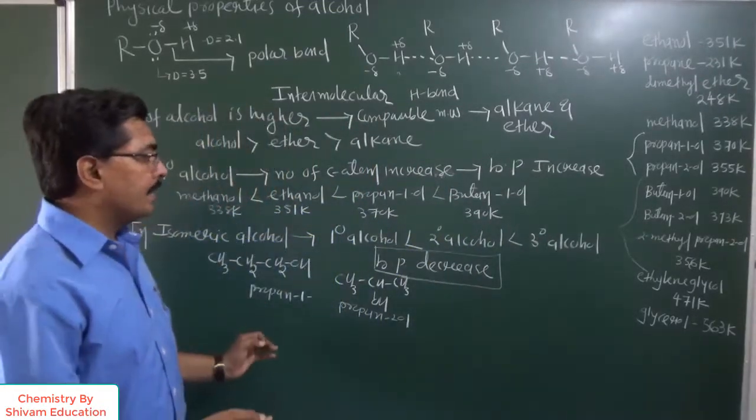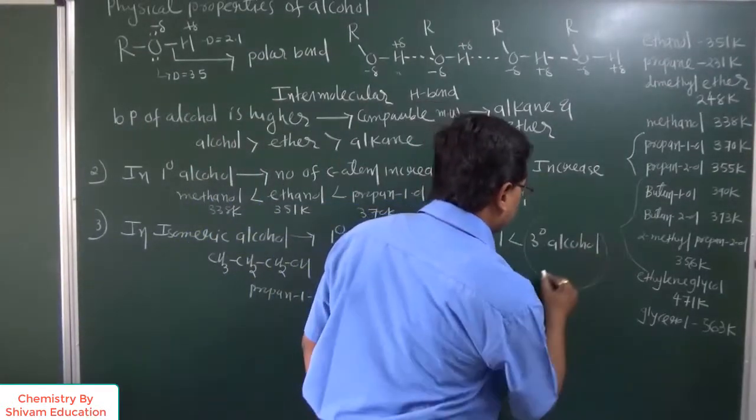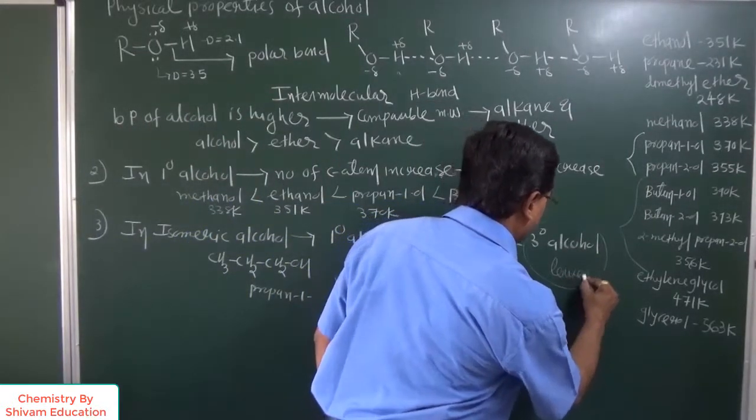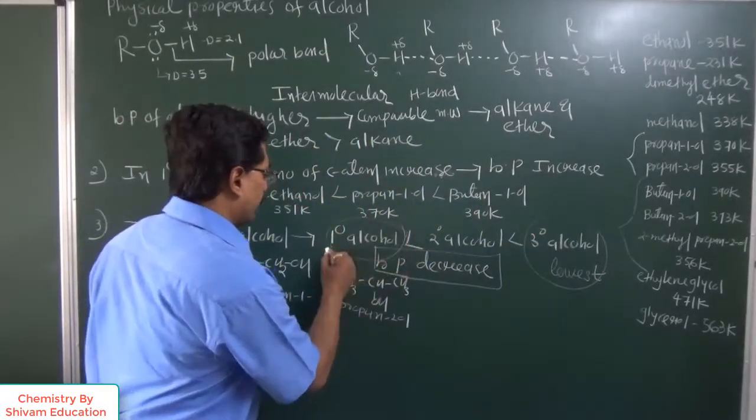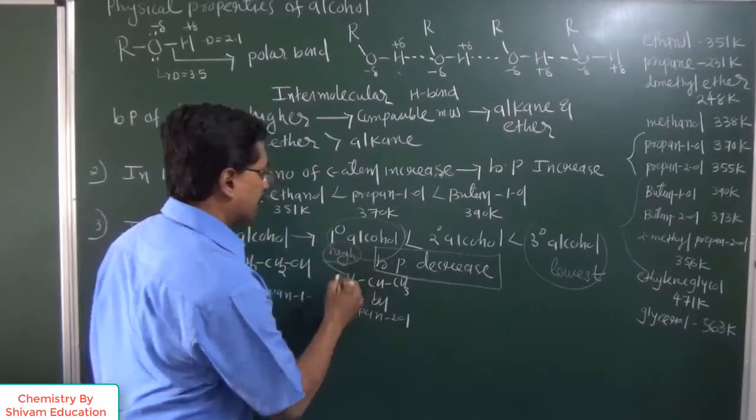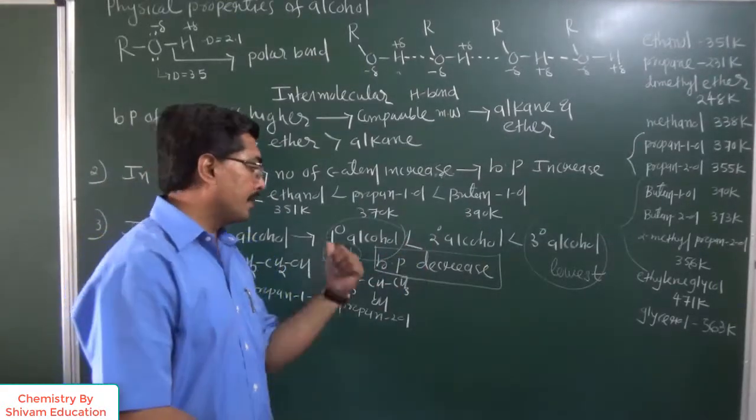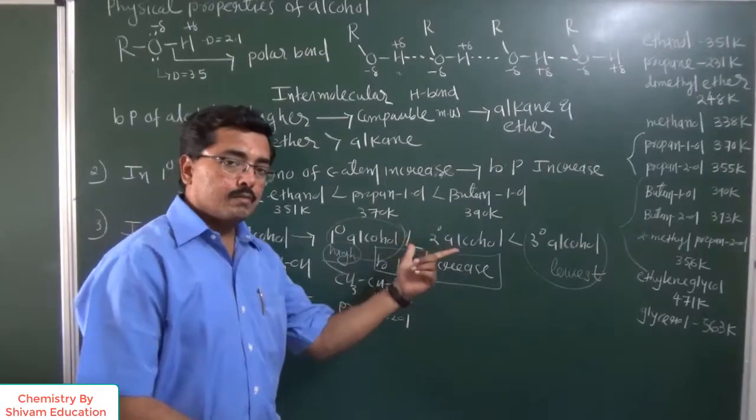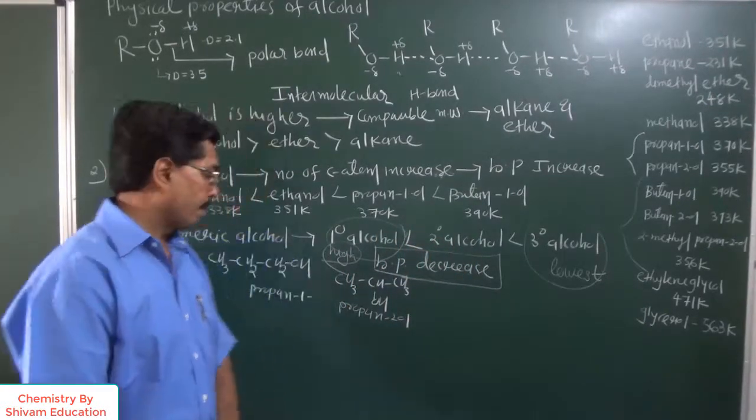So in isomeric alcohol, the boiling point of tertiary alcohol is always lowest, and the boiling point of primary alcohol will be high, or we can say highest, while the boiling point of secondary alcohol is lower as compared to primary alcohol and higher as compared to tertiary alcohol.